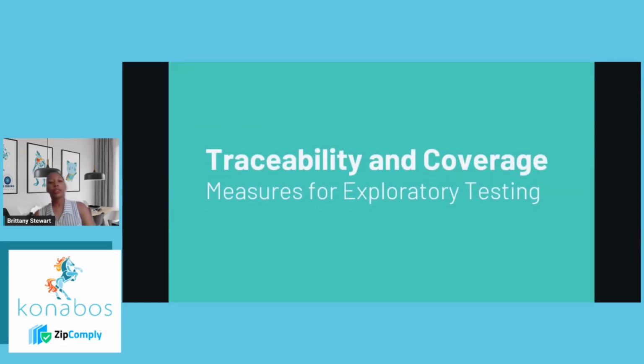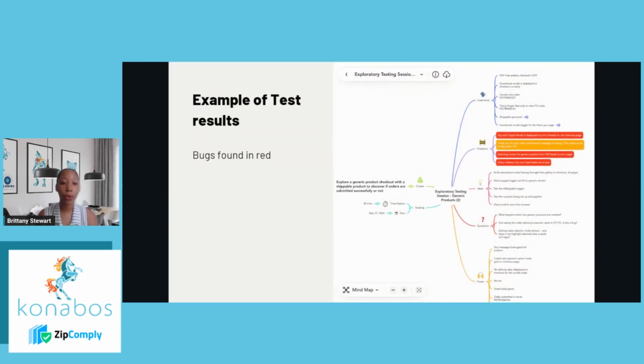Okay, now let's talk about the traceability and coverage part. So as I said, one of the issues that we had was how do you keep track of this? And one of the best ways I found to do this was using the mind map. Here's an example of how I tracked my findings.